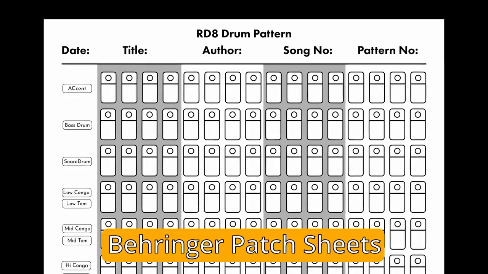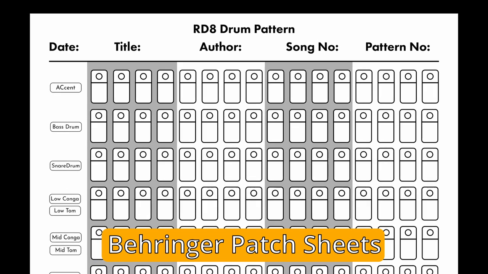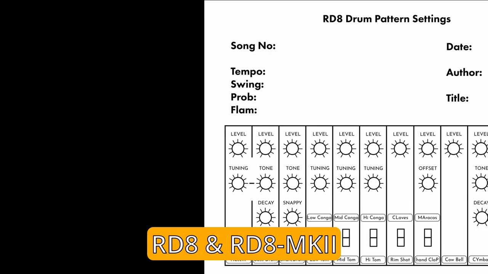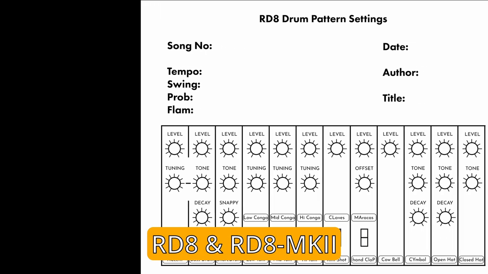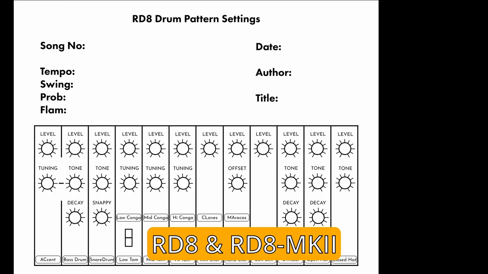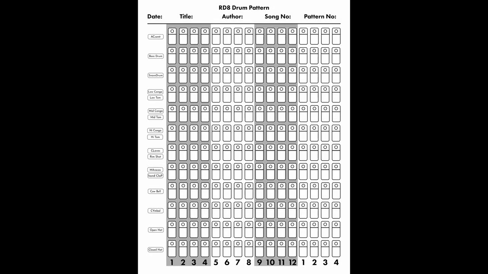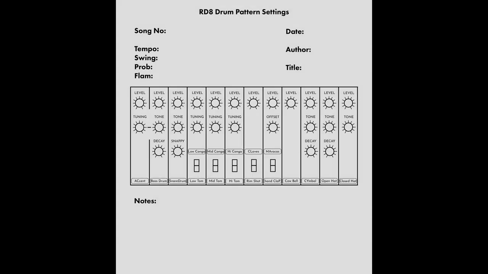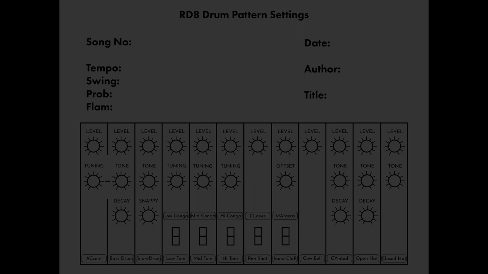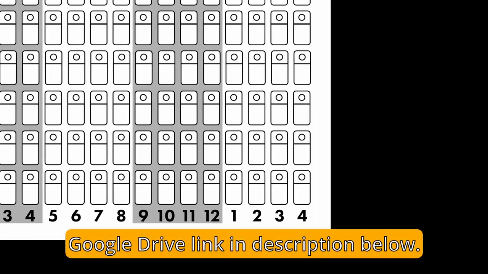I wanted to share some Behringer patch sheets that I created for everyone to download and use, specifically designed for the RD8 and the RD8 Mark II. As an owner of the RD8 Mark II, I've been looking for blank sheets, and I often see people asking for these sheets in the comment sections of YouTube videos related to the RD8 and RD8 Mark II. Apparently, finding patch sheets for these instruments can be quite challenging, so I decided to make my own.